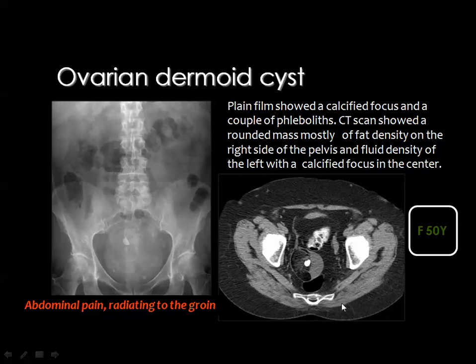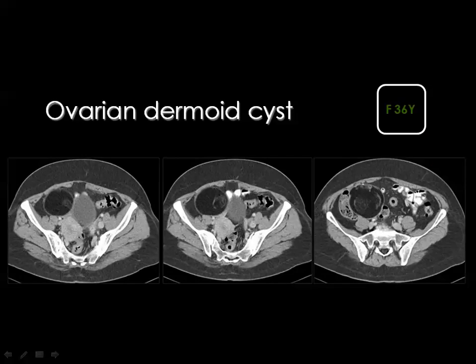But on ultrasound, CT or MRI, you will see the three elements. You see fat, and you see calcium, and you see the fluid as well. And this is an ovarian cyst, a dermoid ovarian cyst.